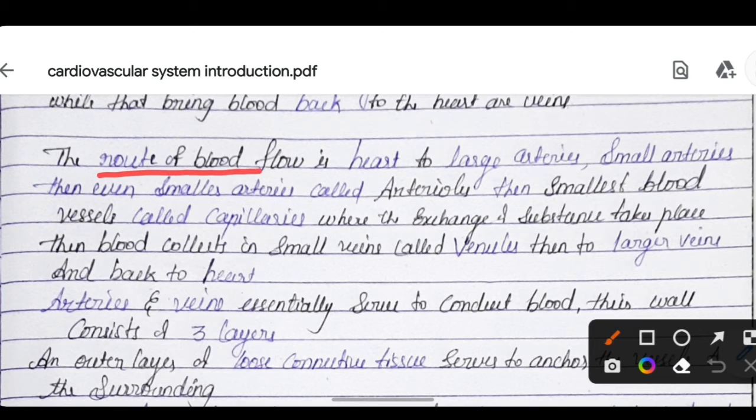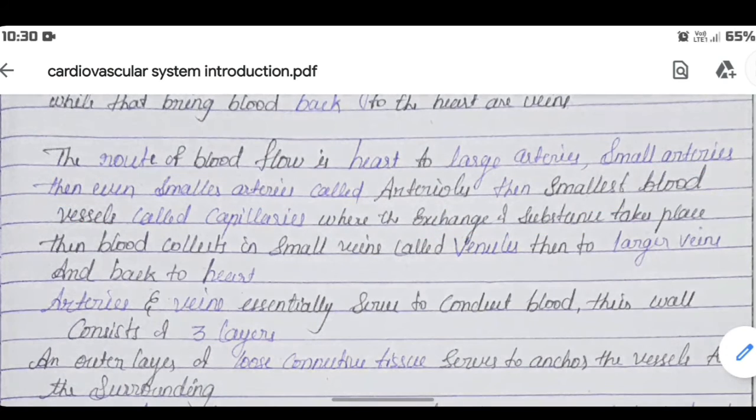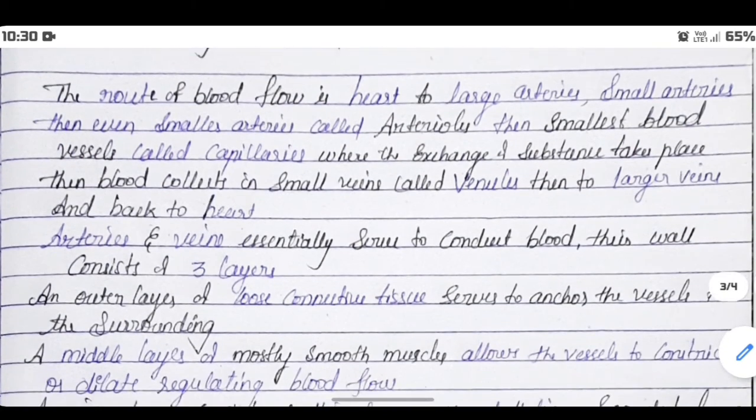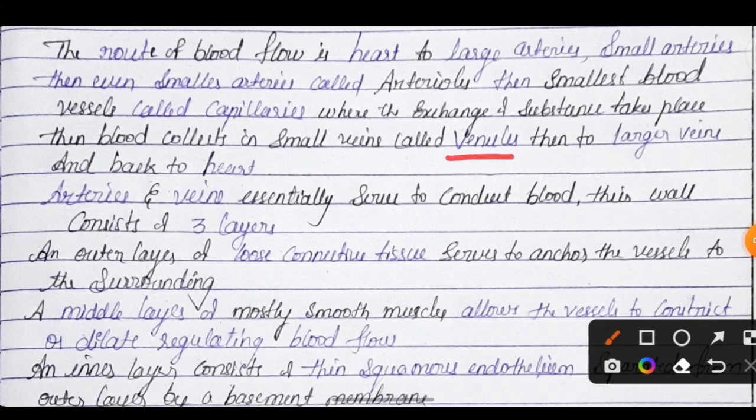The route of blood flow is from the heart to large arteries, small arteries, then even smaller arteries called arterioles, then the smallest blood vessels called capillaries, where the exchange of substances takes place. Then blood collects in small veins called venules, then to larger veins and back to the heart.